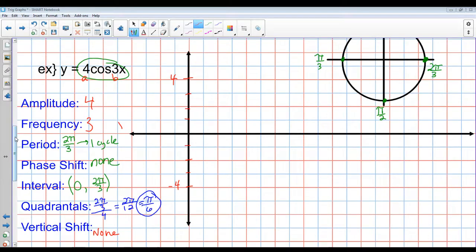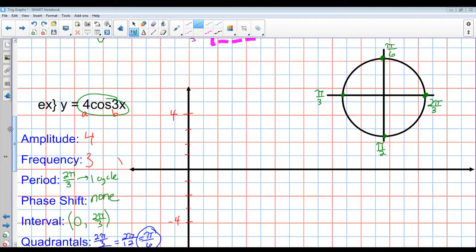The quadrantal angles, the important values I need to plot, are every pi over 6. So that's exactly what I'm going to put on my scale. I'm not super picky. I don't need you to have this perfectly scaled out to have everything match up. We'll investigate that a little bit more next class. But I'm going to put the points that I know I need to plot on my graph.